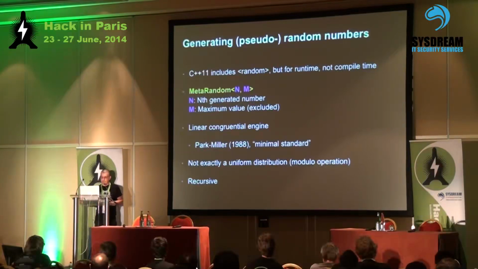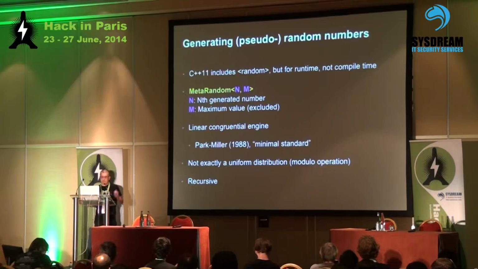So to use meta-random, you have a maximum. For example, you want to generate a number between 0 and 5. You will put 6 for m, because you generate a random number in a set of 6 possibilities. And to get the first random number, you just call the template with n equals 0, etc.